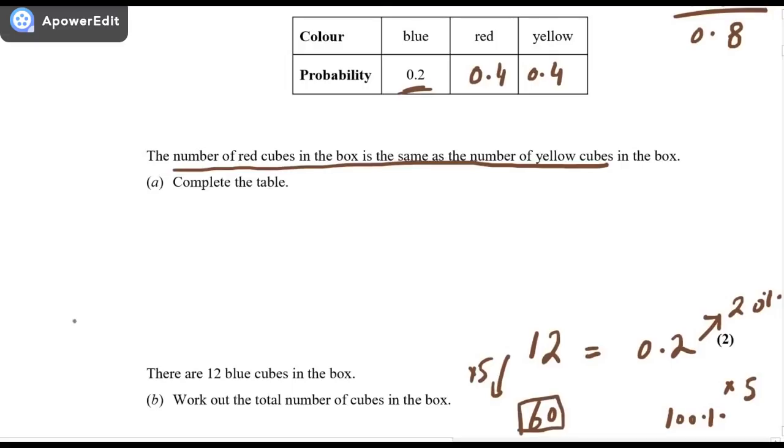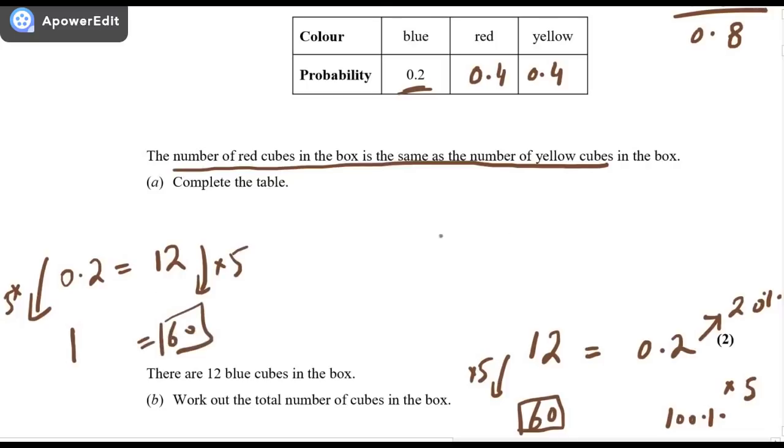The other way to do this question, I can show you this as well. 0.2 probability is equal to 12 cubes. We know the sum of the probabilities is equal to 1. So to make this 1 I can times by 5 here. So this becomes 1. Then I must times by 5 here as well. So this becomes 60. So yeah, 60 cubes. You get the same answer. So move to question number 2 now.